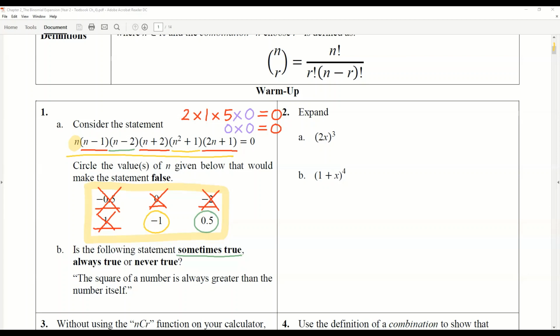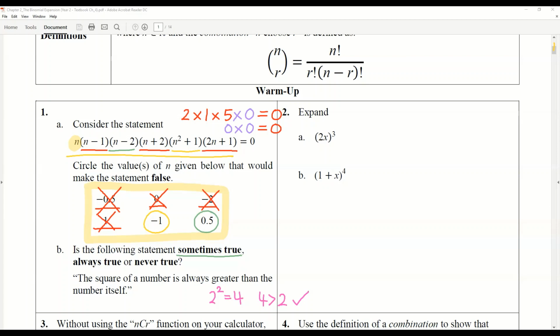I could very easily just say, well, 2 squared is 4. And we know that 4 is greater than 2. So that works. Okay, it definitely works for all the positive integers. But is there a situation where it's not true?